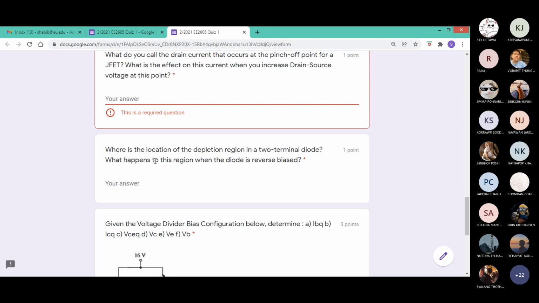What happens to this region when the diode is reverse biased? The correct answer is the depletion region becomes wider in reverse bias. If you wrote just these two, you got 1 out of 1.